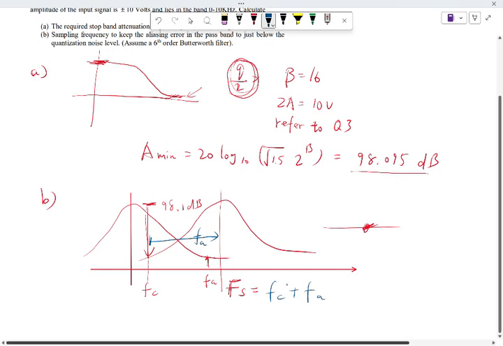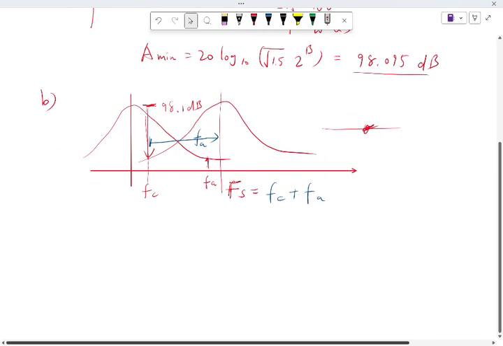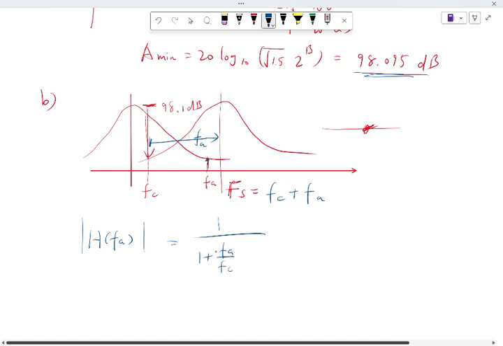We need to figure out how much Fa is. We're going to use this attenuation. We start from the Butterworth filter, this time 6th order. The magnitude of this filter at a particular frequency has an equation: 1 over 1 plus Fa over Fc. This time it is 6th order, so it is to the order of 12, and with an order of 0.5 outside of that.